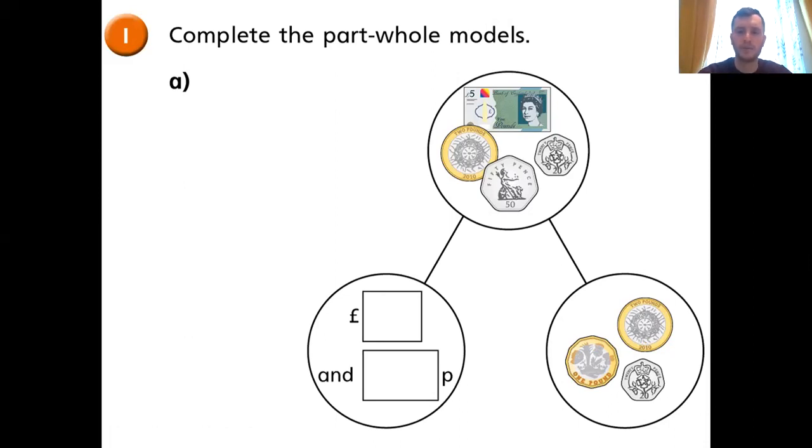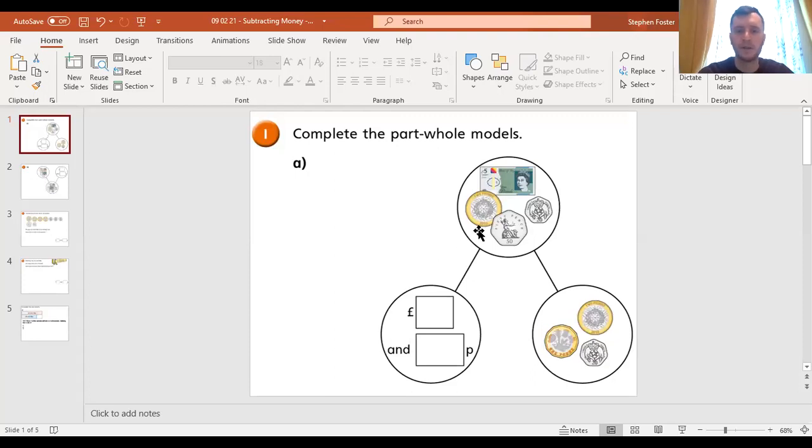As always, pause the video, have a go yourself, and then we'll come back and look at the answer. Let's go through that together. I'm going to use my second method where I'm going to subtract the pounds and then subtract the pence.